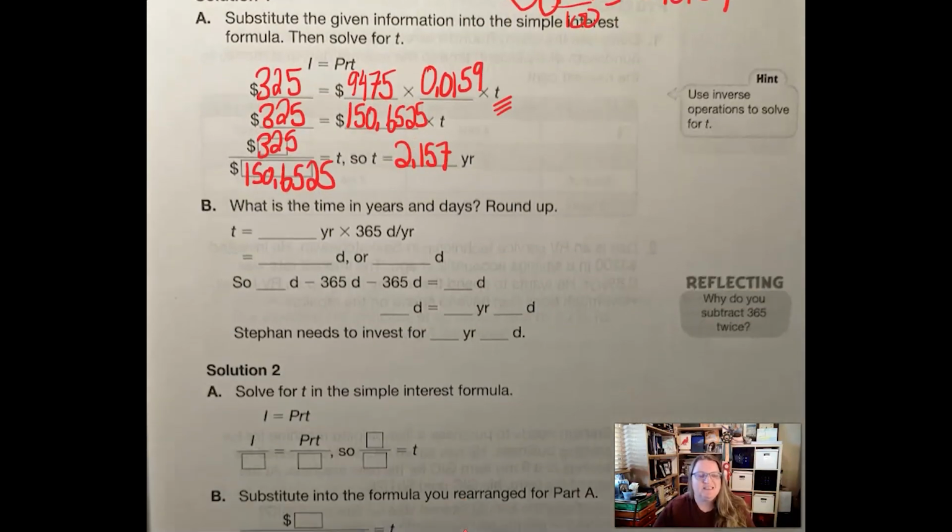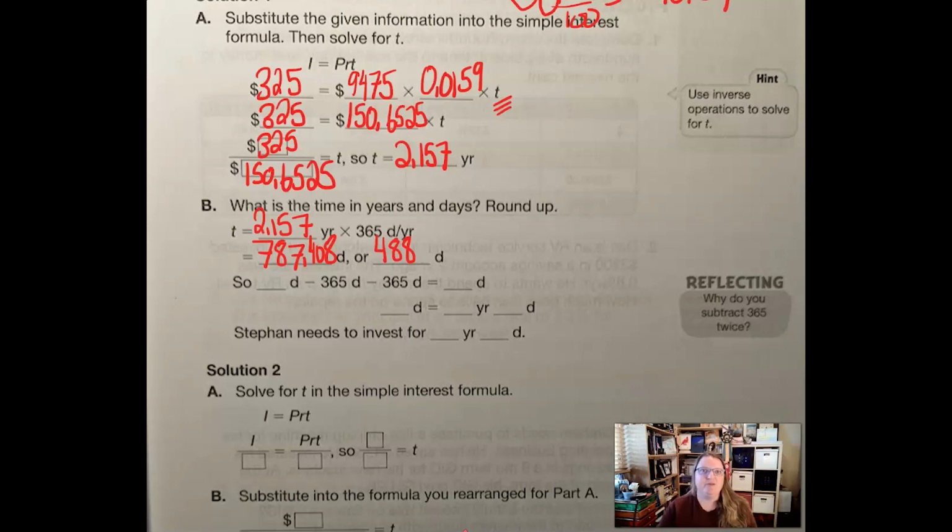Now let's say you wanted to know exactly what that's going to be, the time in years and days. So your years was 2.157 years times 365 days in a year. You're going to end up with 787.408 days. Now, you're going to maybe say, well, wait a minute, 0.4 should round down to 787. You cannot invest for part of a day.